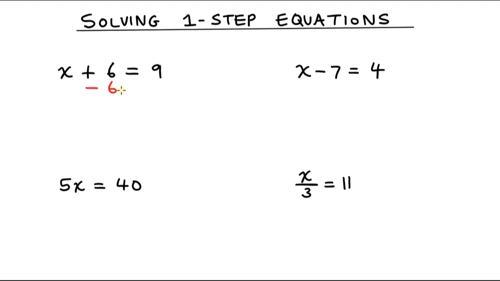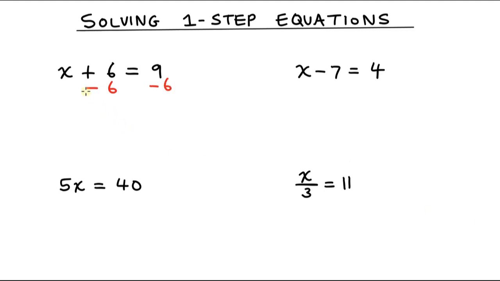Now, I can't just take away 6 from this side and not do anything to this side. Because we need to keep the equation balanced, whatever I do to the left-hand side, I need to do exactly the same to the right-hand side. So if I'm subtracting 6 from the left, I need to subtract 6 from the right as well.